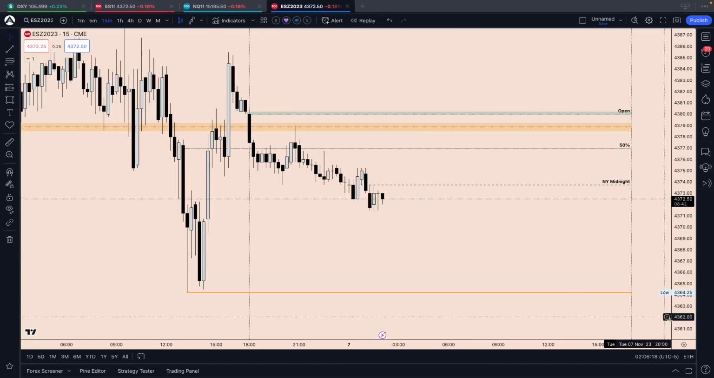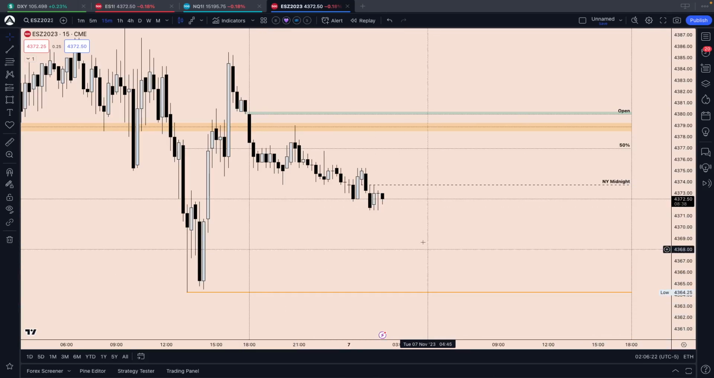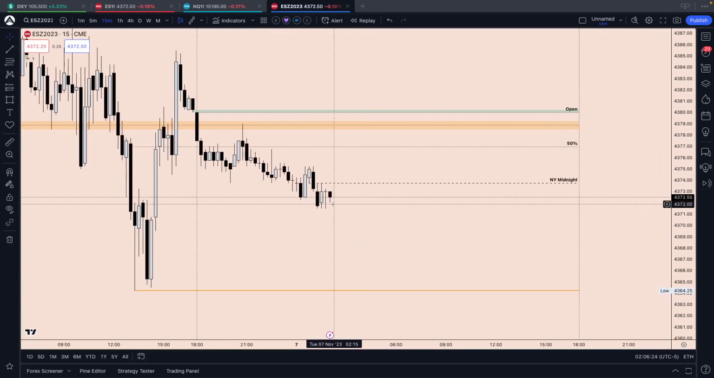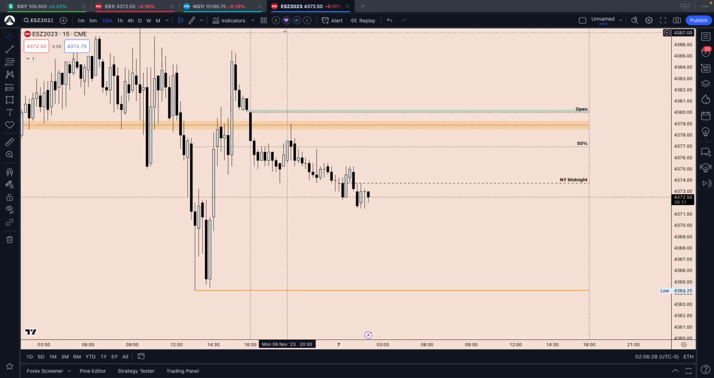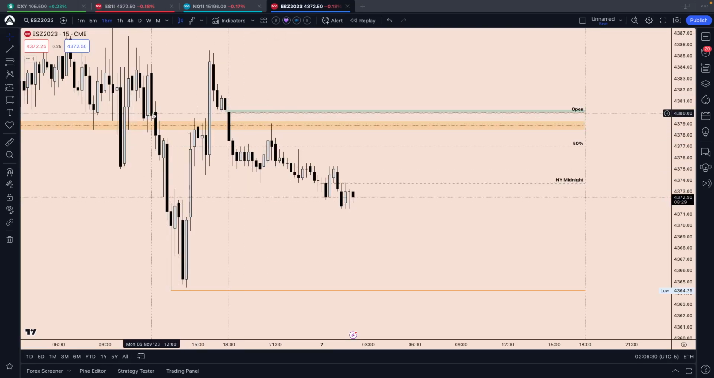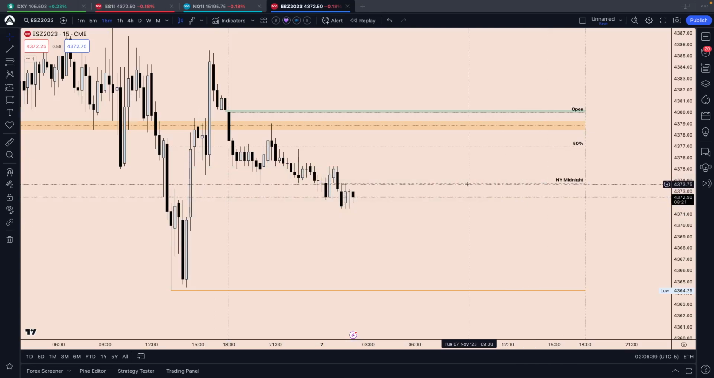Let me get rid of that time label. We do not need that. We only have orange for the news today, so we could be seeing a pretty boring day like yesterday as well. Right now, the only thing that stands out on the 15 is that we are inside this bullish value gap right here. I won't be drawing that one out.